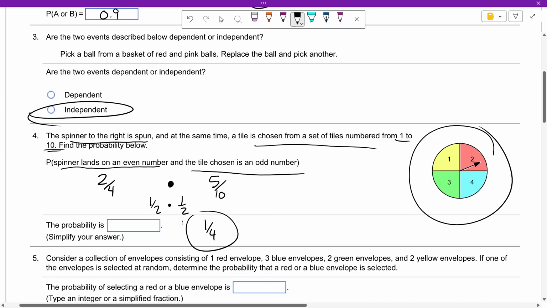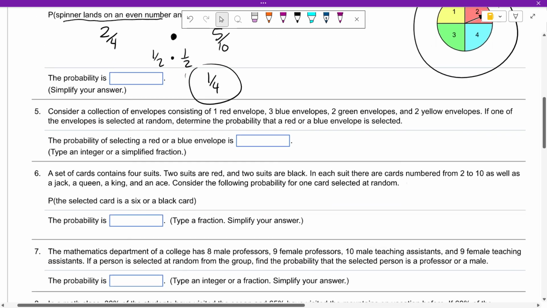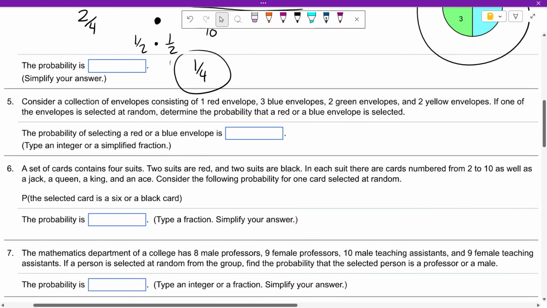You have a collection of envelopes. 1 red, 3 blue, 2 green, 2 yellow. So how many total envelopes are there? 8 total envelopes. Okay? If you select one at random, what's the probability it is either red or blue? Or means to add.